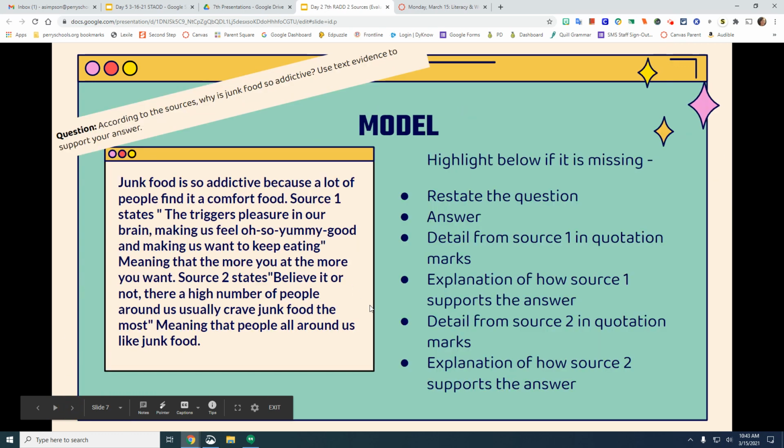So remember our question: why is junk food so addictive? Use text evidence to support your answer. So you need to highlight over to the right what is missing. If the restate is missing, highlight it. If the answer is missing, highlight it. If detail from source 1 is missing, highlight this. If the explanation for your first detail is missing, highlight that, etc., etc. So read the response, highlight what is missing. Do that for all the slides.